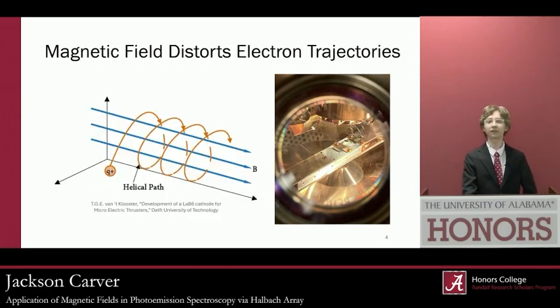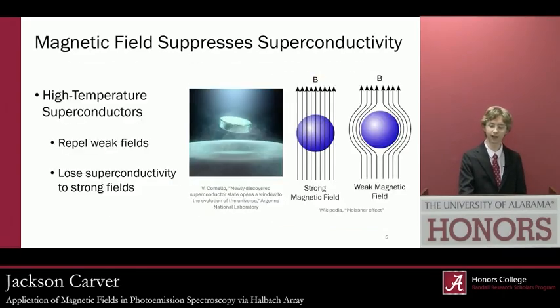However, ARPES has long been considered irreconcilable with an applied magnetic field. This is because a charged particle moving through a magnetic field experiences a centripetal force that causes it to take a helical path. The photoelectrons emitted from the sample would have their trajectories distorted, bending away from the detector. And this is quite a shame, because magnetic fields can have fascinating effects on many materials.